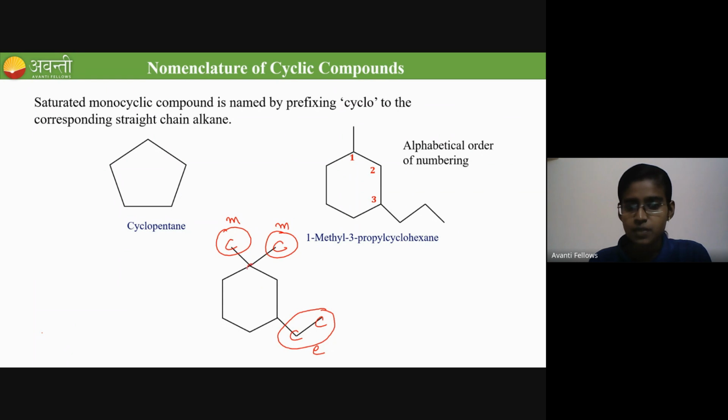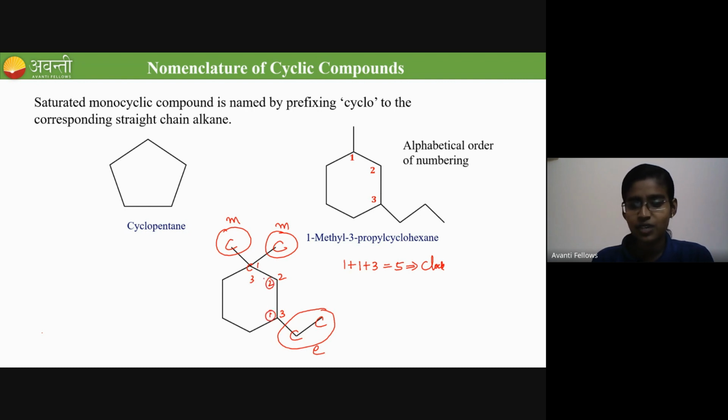To this particular carbon, 2 substituents are attached, and both are methyl. Let me number first in the clockwise manner: 1, 2, and 3. Since the first carbon has 2 substituents, I take the number 1 plus 1 plus 3. What is the answer? 5. For which direction? Clockwise. If I go anti-clockwise, 1, 2, and 3, it would be 3-ethyl, 1-methyl cyclohexane.